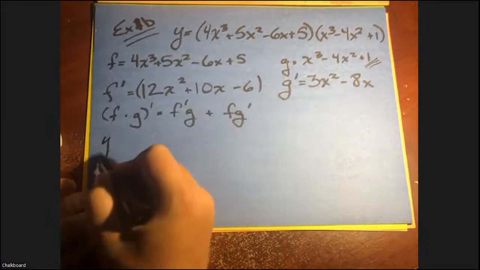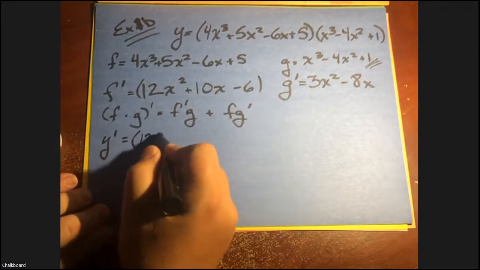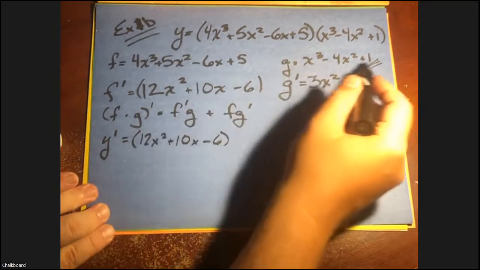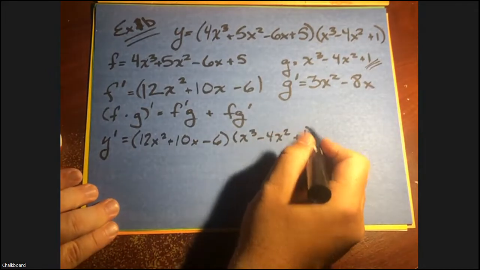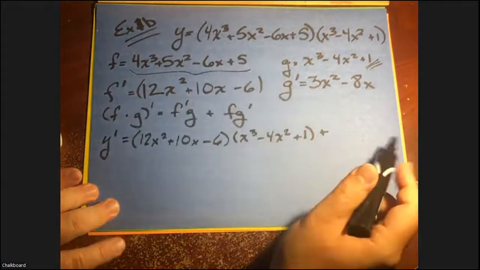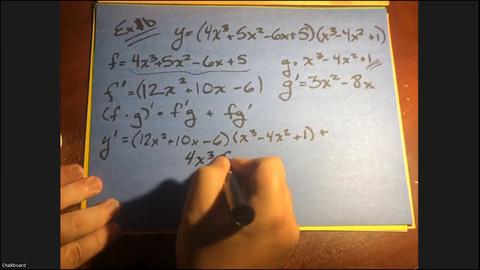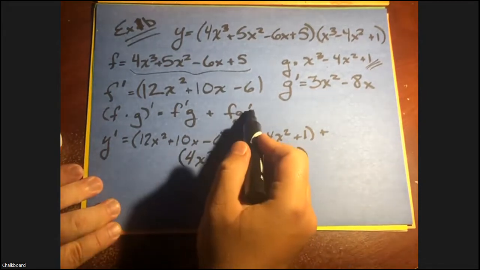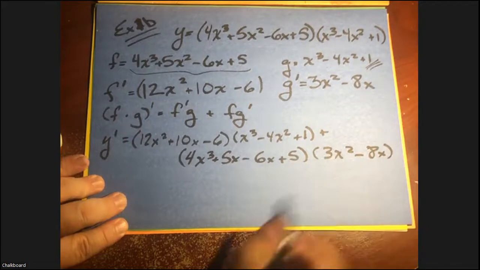And by the way, if this is y, I'm going to show you y prime now. It's this expression, f prime, times g, which is this expression, plus f, which is this expression. And now look, I'm running out of room. Here's how you deal with that in calculus. Keep on writing, but start around here. 4x cubed plus 5x minus 6x plus 5 times g prime. G prime is this expression now. 3x squared minus 8x.